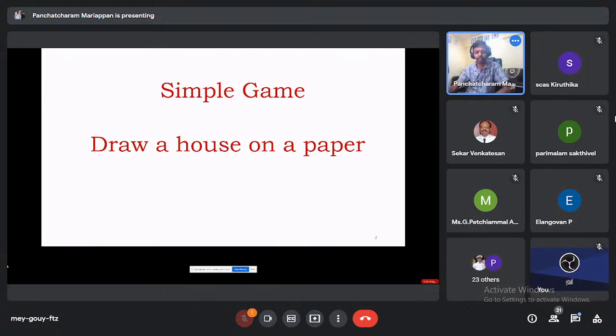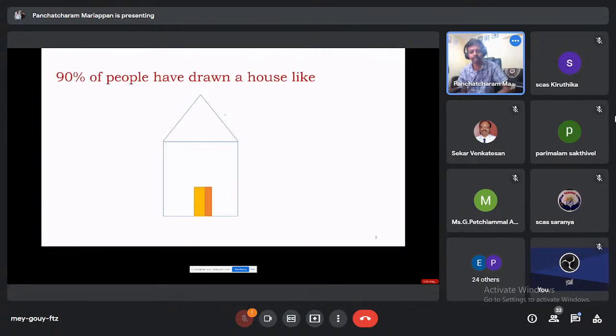How many of you have drawn a house like this? You can just say yes or no in the chat box. Okay, Saranya has drawn a similar kind of thing. So how many of you have drawn? You can put it in the chat box, yes or no.